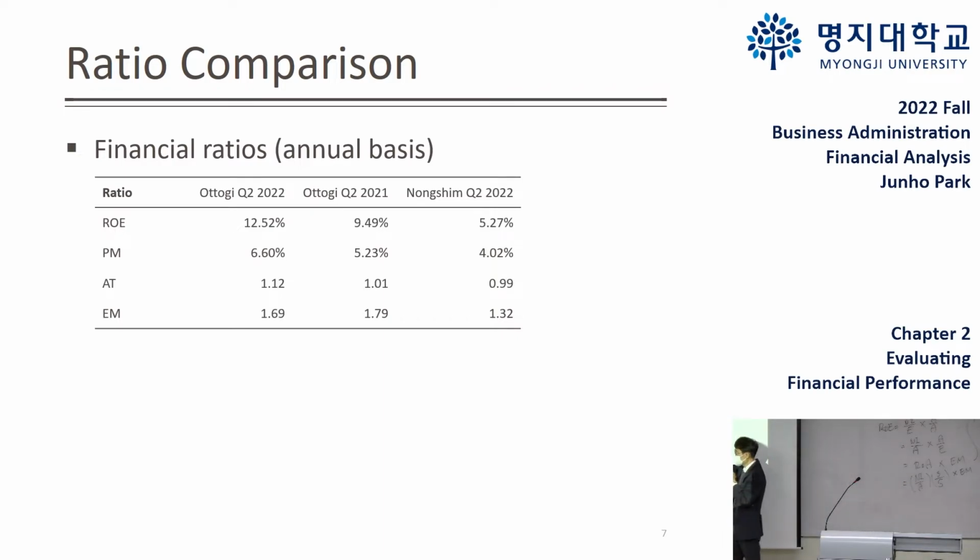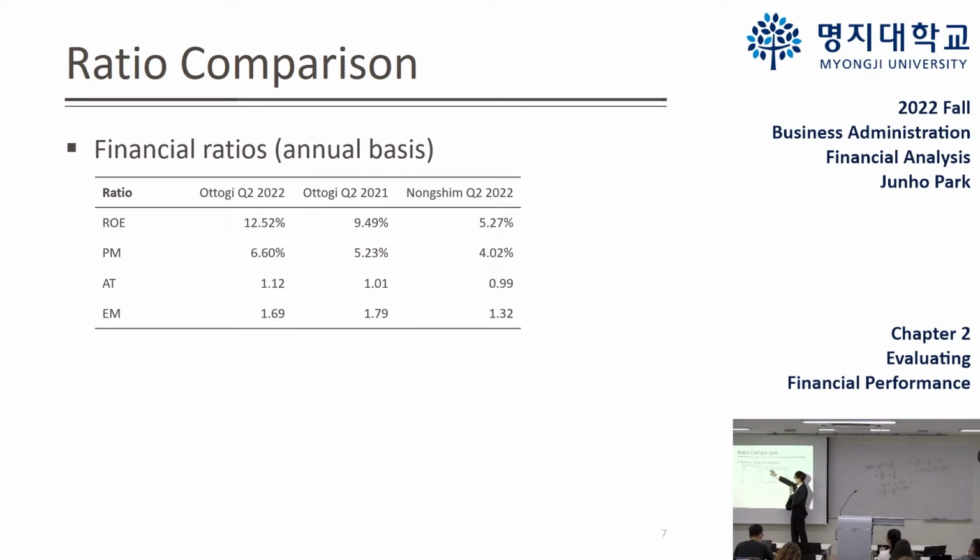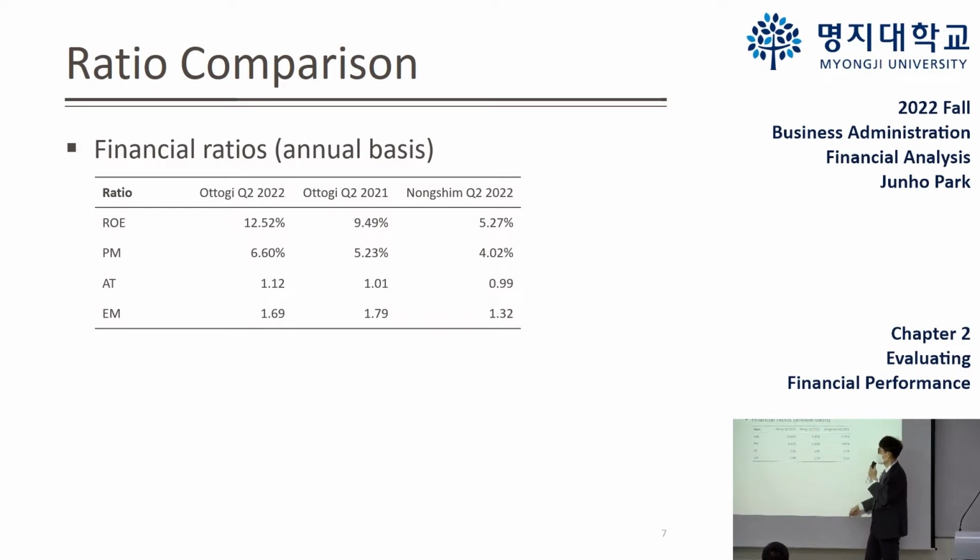So I have 3 columns: Ottogi this year for the first half of 2022, Ottogi for the first half of last year, and Nongsim this year. First, we can do a time series analysis by comparing the first two columns, and we find that Ottogi's performance in terms of ROE has improved from 9.5 to 12.5. And it is surprisingly high compared to its biggest competitor, Nongsim.